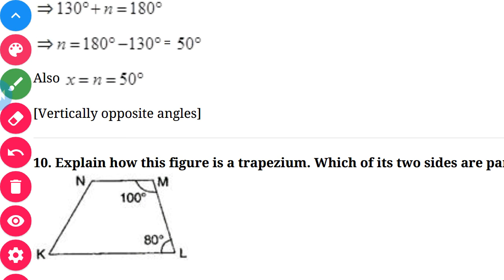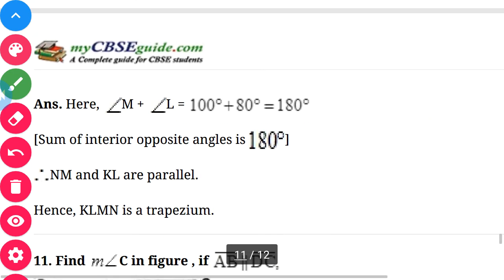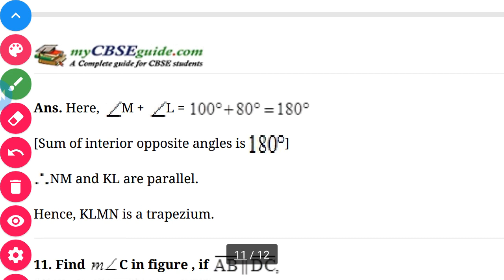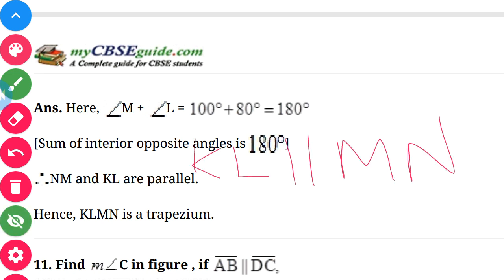And if you just see here, the adjacent sides, again M and N add up to 180 degrees. Similarly, KN if I add, it should be 180 degrees. But how they have mentioned here, see here children, as I told you, the sum of interior angles is 180 degrees, or you can say the sum of adjacent angles actually. So that's why KN and ML are parallel. So hence KLMN is a trapezium, as I explained to you.